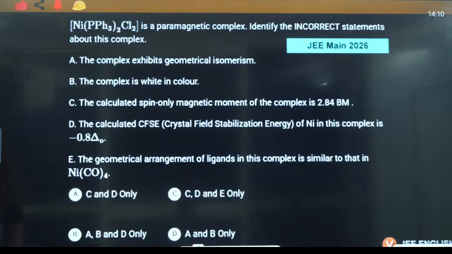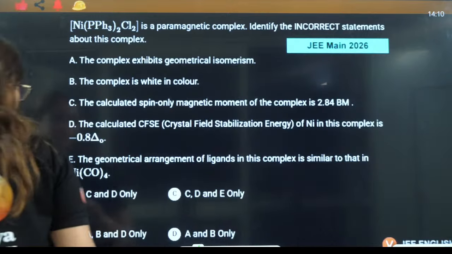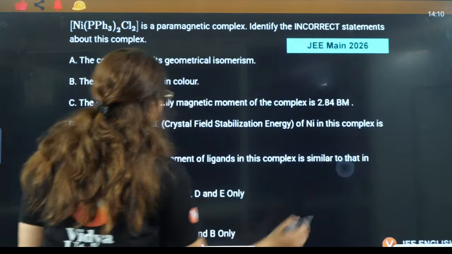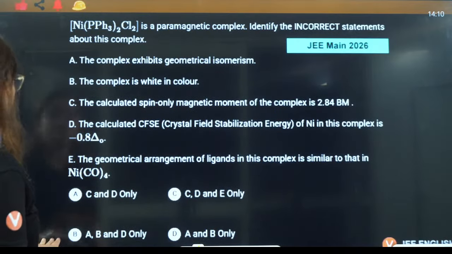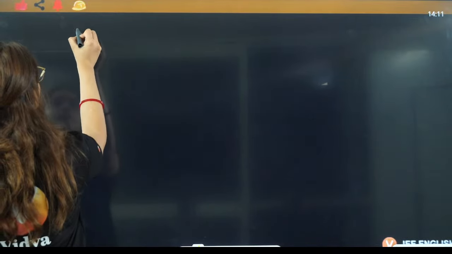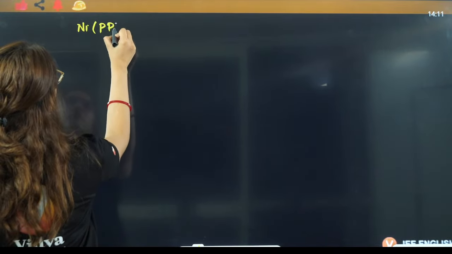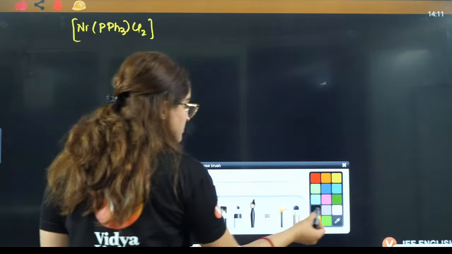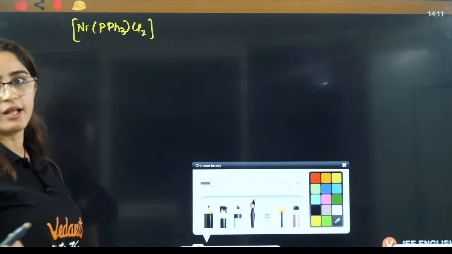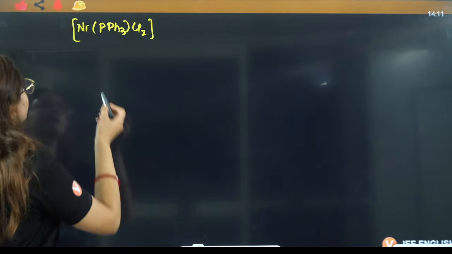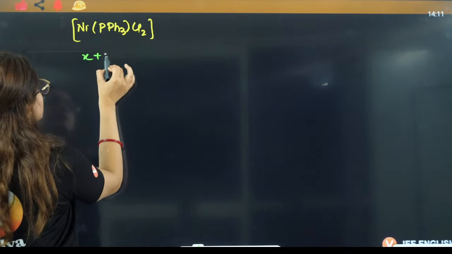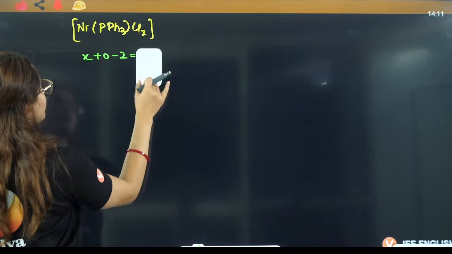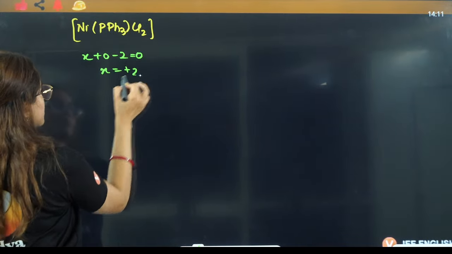Let's solve it. First thing is PPh3 twice and this. So we have Ni, PPh3. I'll have to firstly see whether it is sp2 or sp3 hybridization. Without that, I can't answer whether it will show geometrical isomerism or not. So if I see x plus 0 minus 2 is equal to 0, that is x is going to be plus 2.